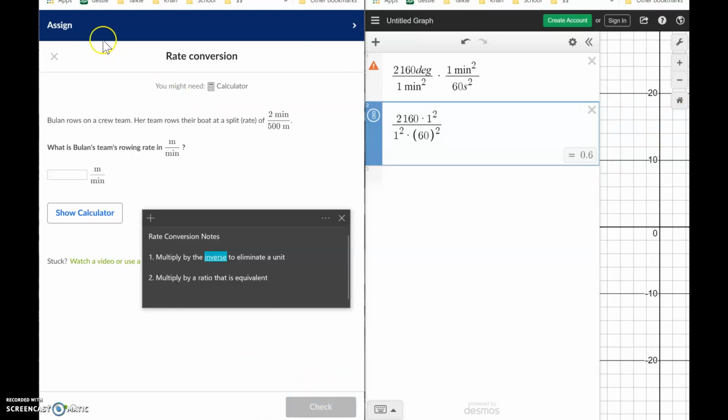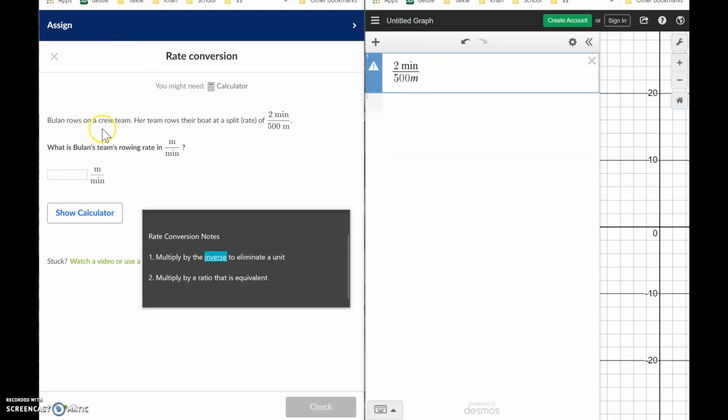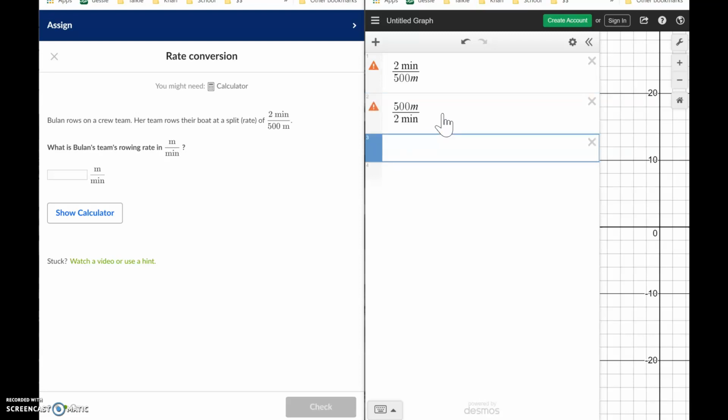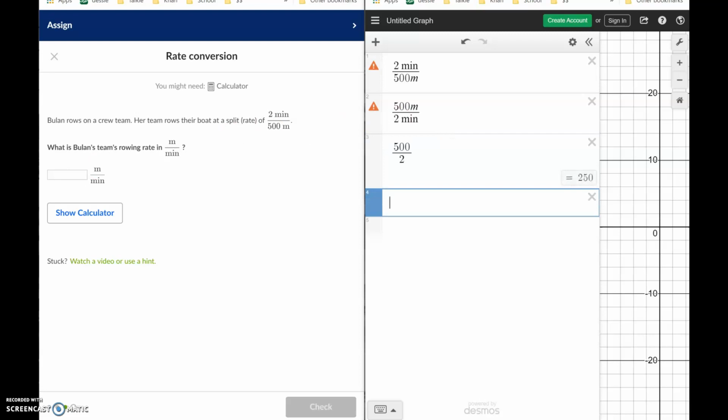Bowen rows on a crew team. Her team rows their boat at a split rate of 2 minutes per 500 meters. What is Bowen's team's rowing rate in meters per minute? So here it's just putting meters in the numerator and minutes in the denominator. It's just flipping the fraction. So let's go ahead and flip the fraction. That would be 500 meters over 2 minutes. And then we just got to do the math, which is 500 divided by 2, which is 250. So 250 meters a minute.